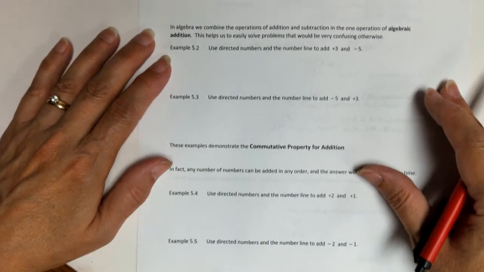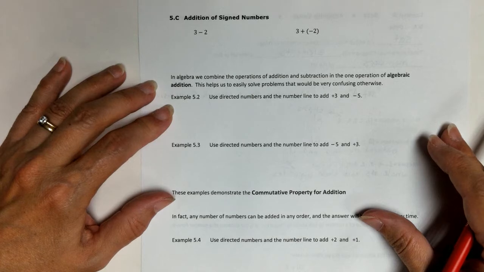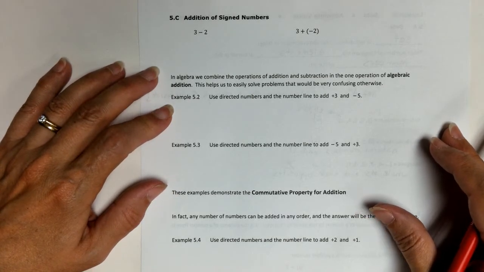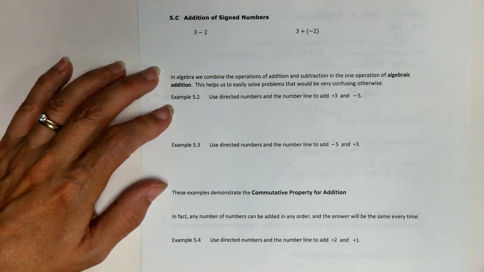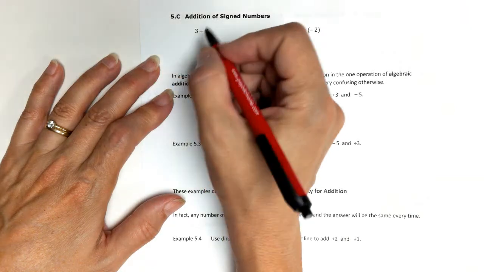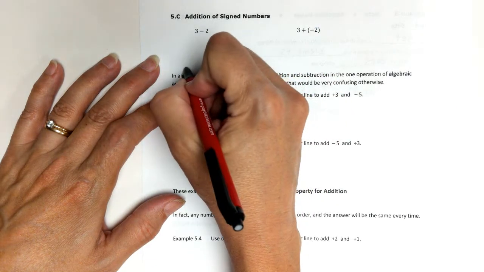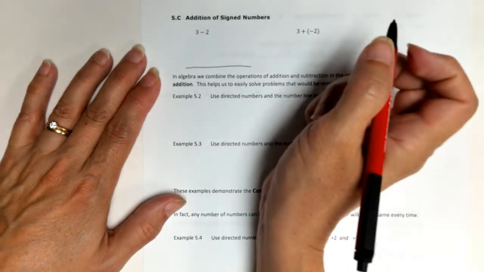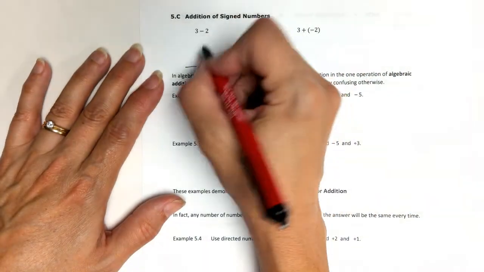And now we're on to adding signed numbers. Okay, you would have been doing this before, I believe. And in the Saxon books, they talk about using a number line, which you're probably used to having done in the past.